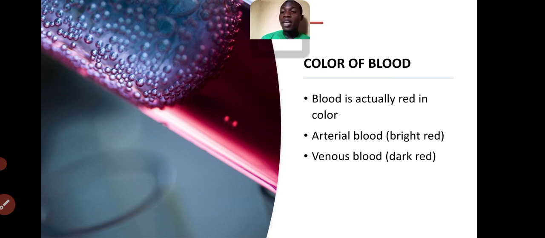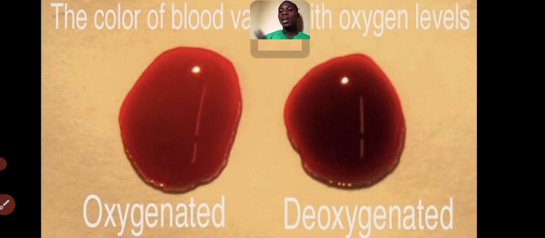Now, blood that circulates in our veins returns blood back to our heart. So blood that circulates in our veins is dark red. Why? Because it contains carbon dioxide or bicarbonate. It's the same as carbon dioxide. This is what I'm trying to say.